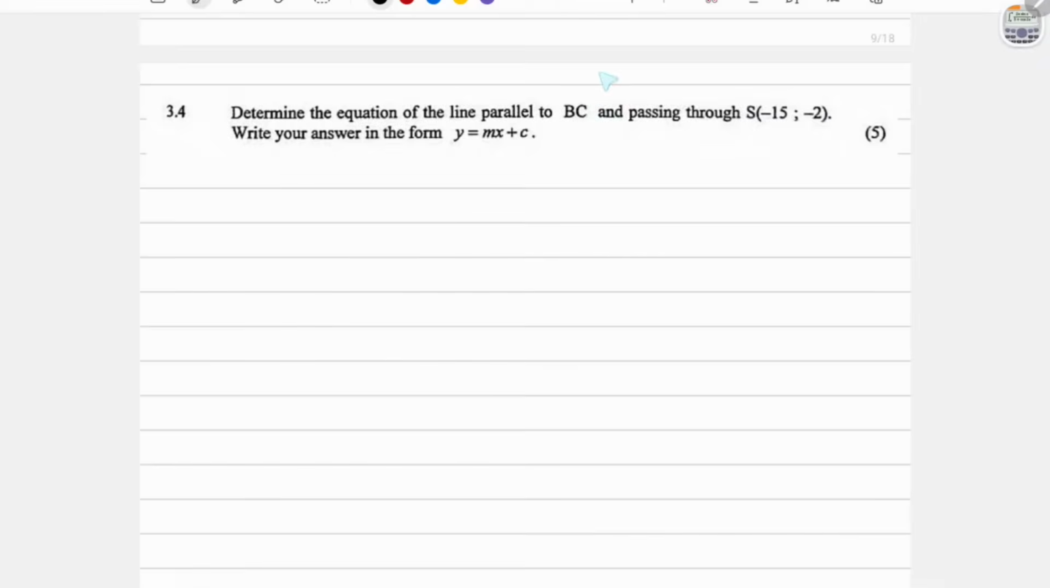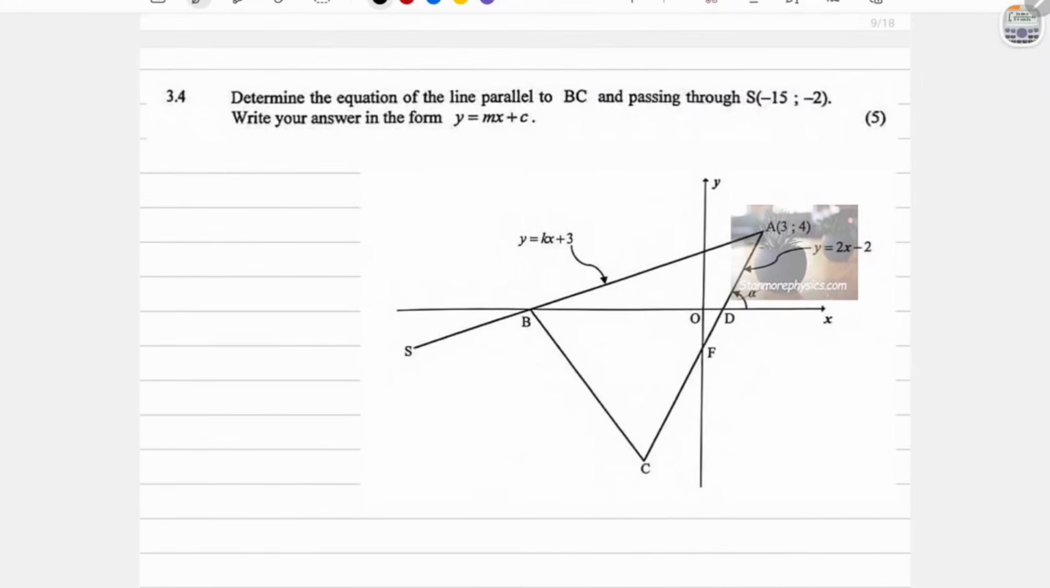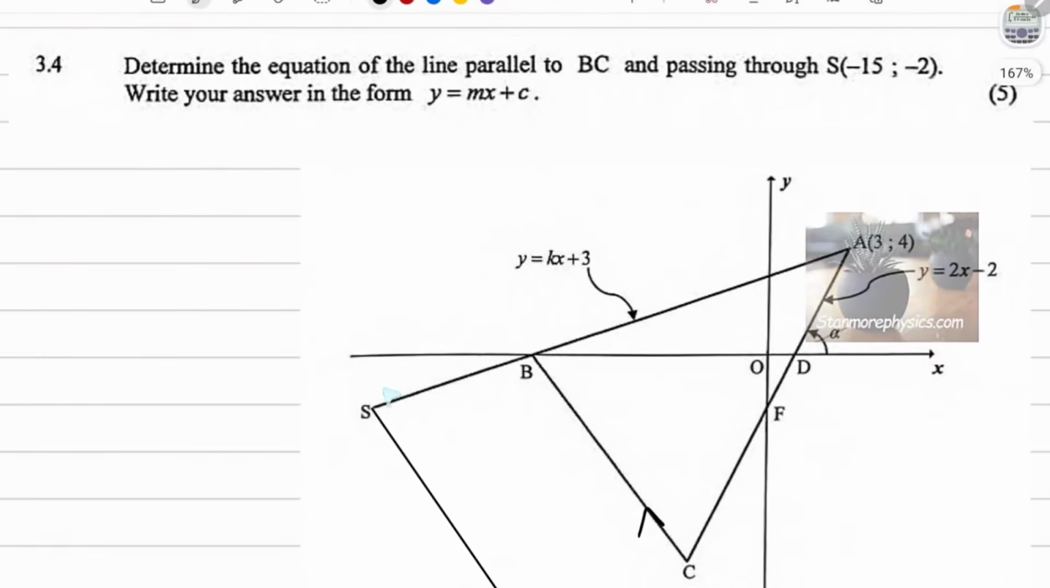Okay, so let me get the diagram down. Okay, so all they told us here is that we're finding the equation of the line parallel to BC and it passes through S. So it means that that line looks something like that because it's parallel to BC. They gave us a coordinate for S, so that is -15 and -2.